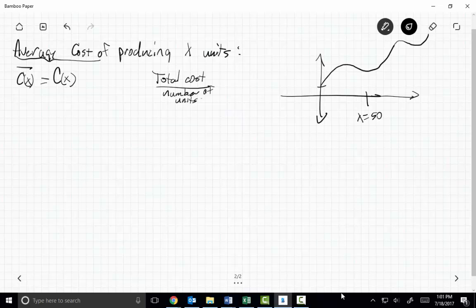Let's look at this guy. Average cost of producing X units is simply the total cost. Hey, look at that, we've got a function for that, divided by the number of units produced, which is just X. Right? That's pretty easy. Not a whole lot to that.